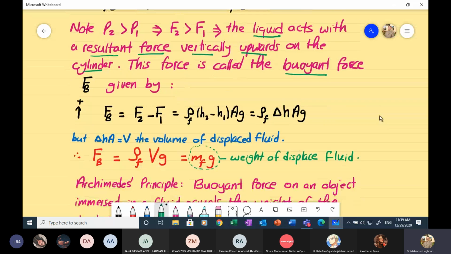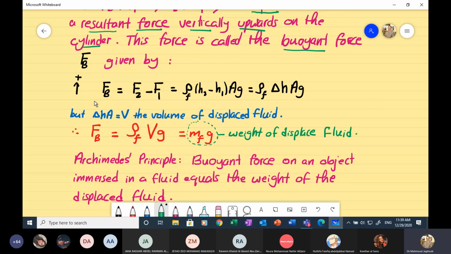طب I want to calculate this buoyant force. Simply, we call it FB, the buoyant force. It's going to be the difference between the bottom force and the top force: F2 minus F1, which is rho fluid (h2 minus h1) times A times g. I just evaluated F2 and F1, and that will be equal to rho fluid times delta h, which is the height of the cylinder basically, multiplied by A multiplied by g.